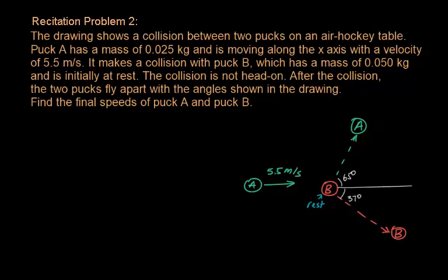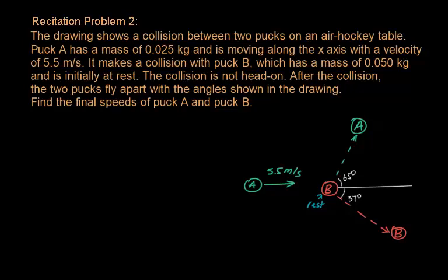Recitation problem 2. The drawing shows a collision between two pucks on an air hockey table. Puck A has a mass of 0.025 kilograms and it's moving along the x-axis with a velocity of 5.5 meters per second. It makes a collision with puck B, which has a mass of 0.05 kilograms, and it is initially at rest. The collision is not head-on. After the collision, the pucks fly apart with the angle shown in the drawing. Find the final speeds for puck A and puck B.